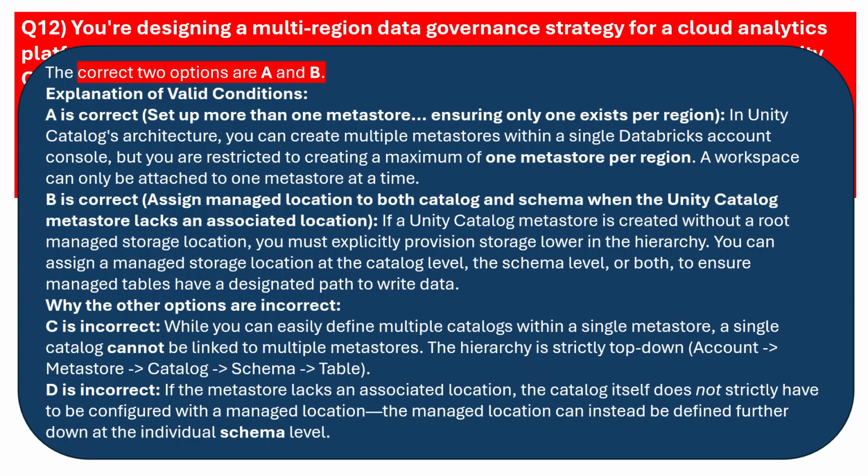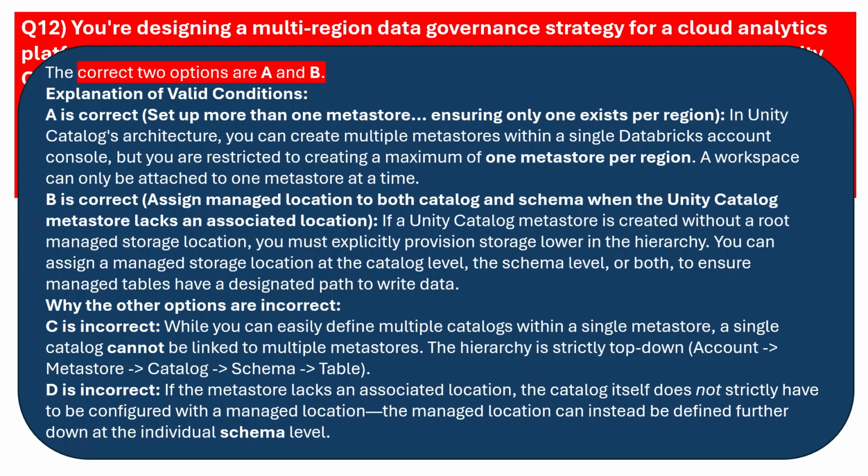The correct two options are A and B. Explanation of valid conditions. A is correct. Set up more than one metastore, ensuring only one exists per region in Unity Catalog's architecture. You can create multiple metastores within a single Databricks account console, but you are restricted to creating a maximum of one metastore per region. A workspace can only be attached to one metastore at a time.